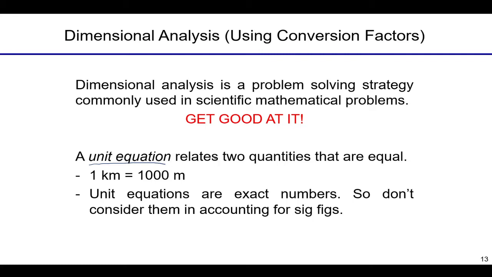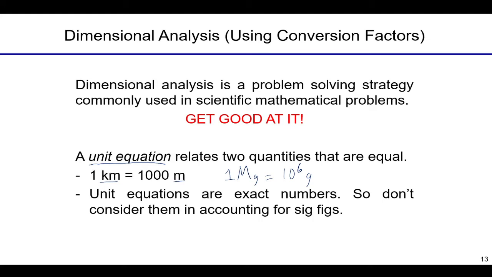Now, in the previous lecture, we talked about the metric system as a way of relating these two units, right? We talked about 1 kilometer being 1,000 meters, or 1 megagram being 1,000,000 grams, 10 to the 6 grams. So these are unit equations, right? And really all a unit equation is doing is relating one unit to another.